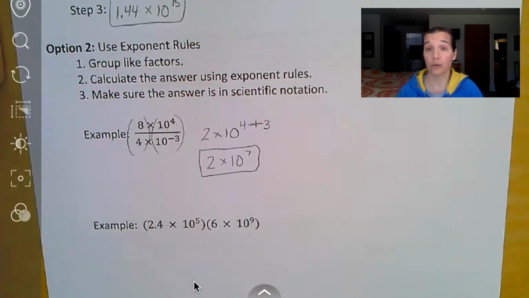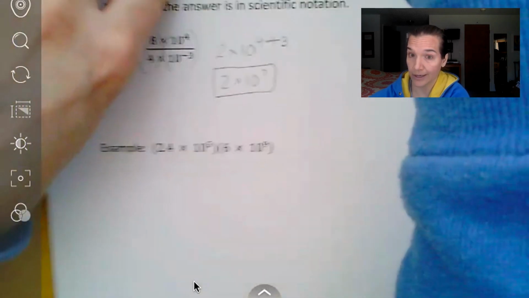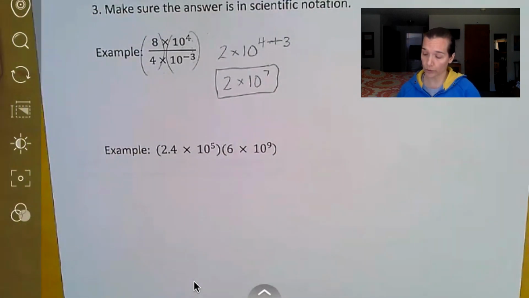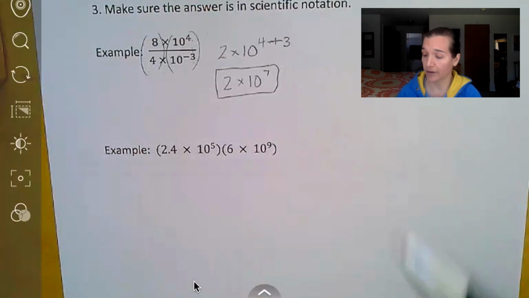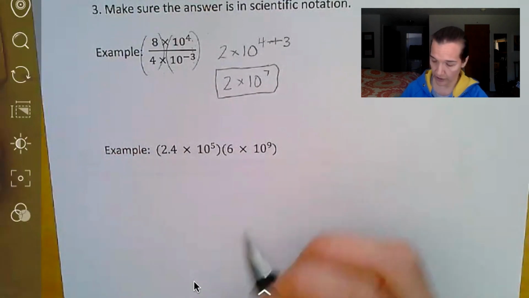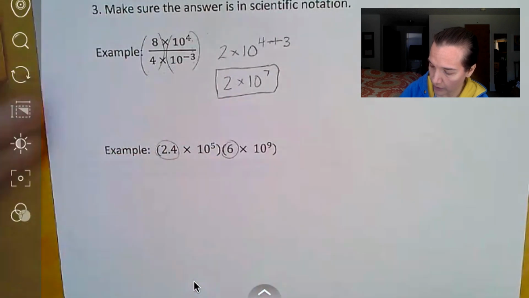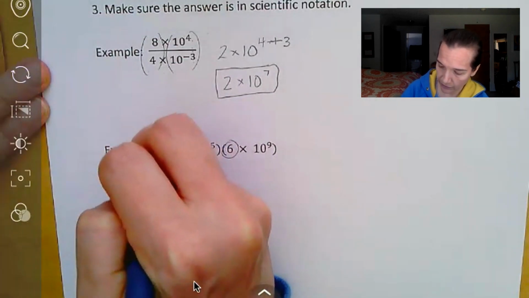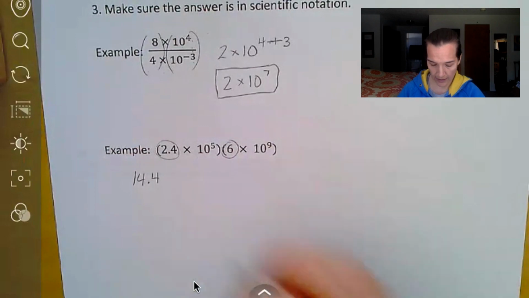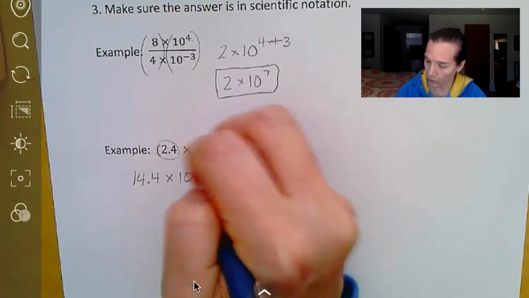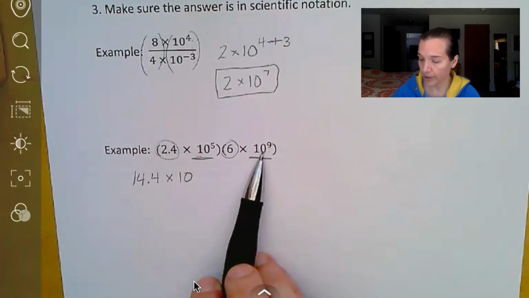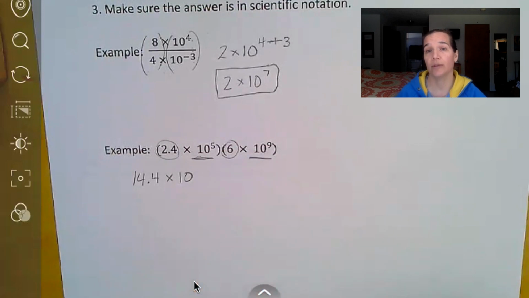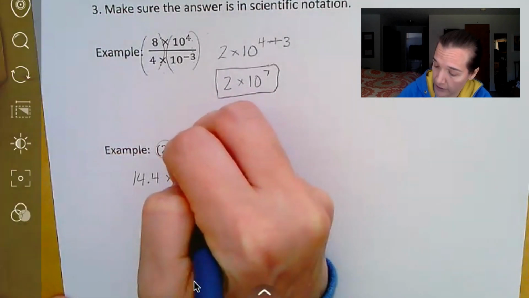You can see that one's a lot quicker than the first way, but sometimes something kind of tricky happens. Here's what happens a lot of times when you use exponent rules. So 2.4 times 10 to the 5th power times the quantity of 6 times 10 to the 9th power, same as the one above it. We'll start by multiplying our 2.4 and our 6. And when we do that, we get 14.4. And then we use our exponent rules for 10 to the 5th power times 10 to the 9th power. When multiplying bases with exponents, you add the exponents, 9 and 5, that gives us 14.